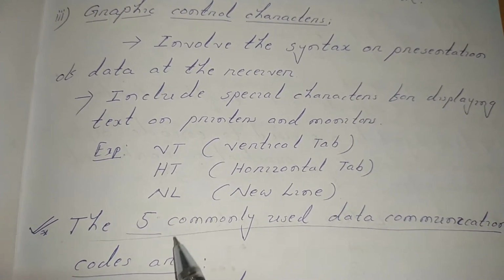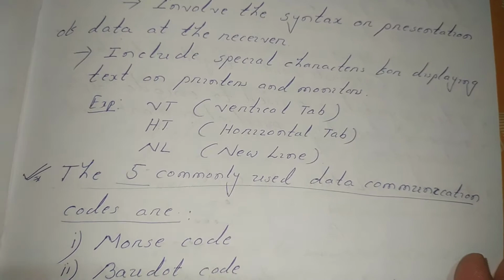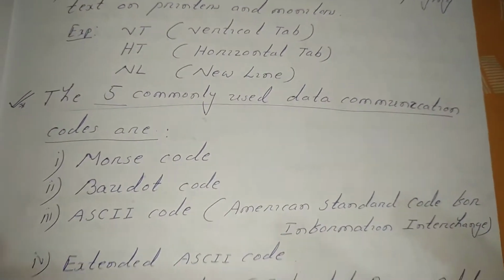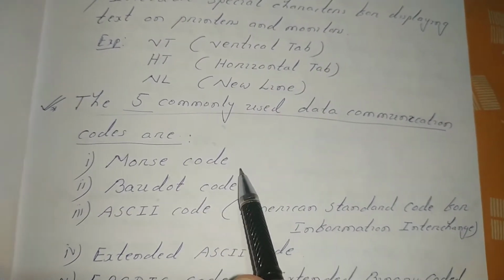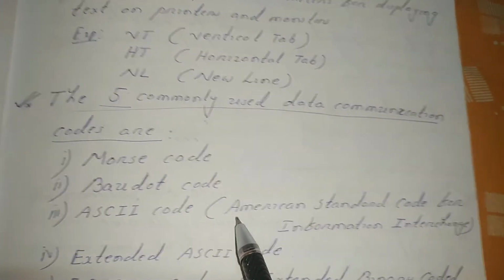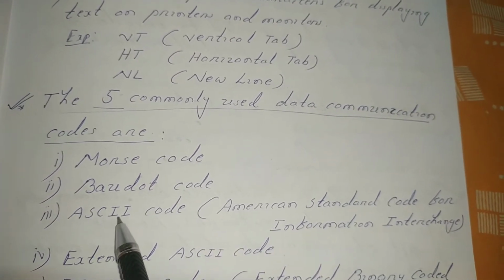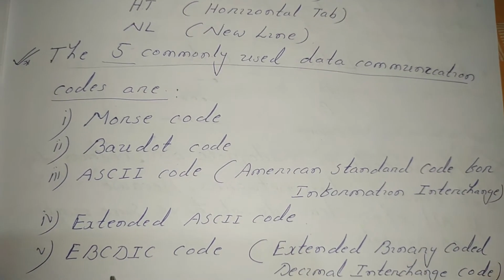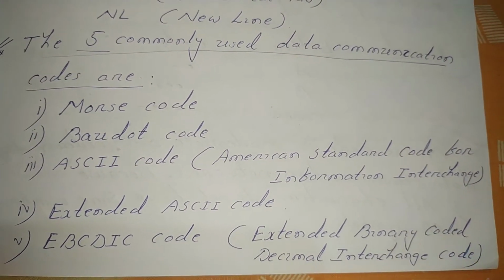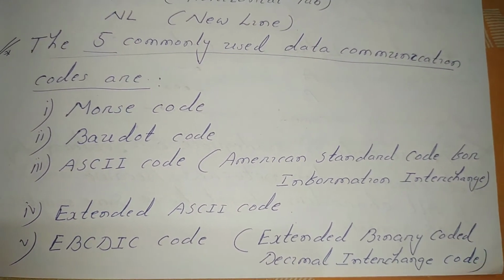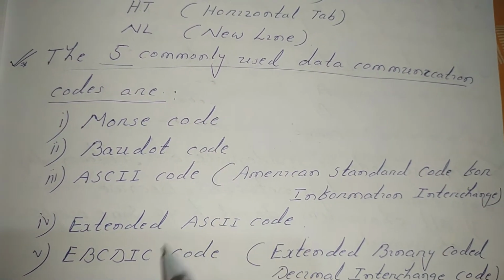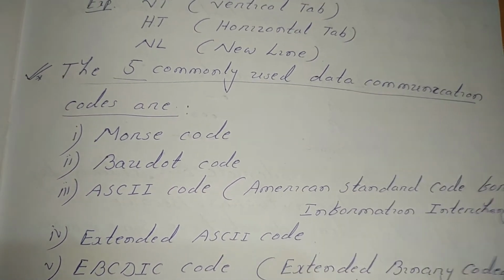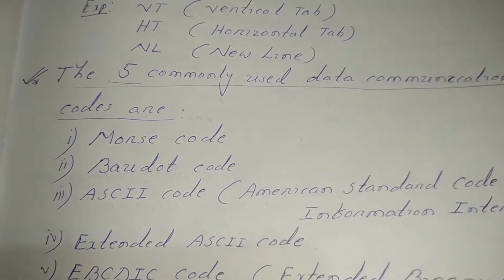Next we'll see the important one, the 5 commonly used data communication codes. Remember that. First one is Morse code, then Baudot code, ASCII code. ASCII full form is American Standard Code for Information Interchange. Then extended ASCII code, and number 5 is EBCDIC code, that is Extended Binary Coded Decimal Interchange Code. So remember those 5 different codes: Morse code, Baudot code, ASCII code, extended ASCII, and EBCDIC code. Next we will study one by one about those codes.